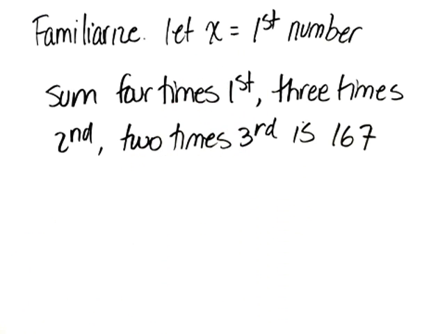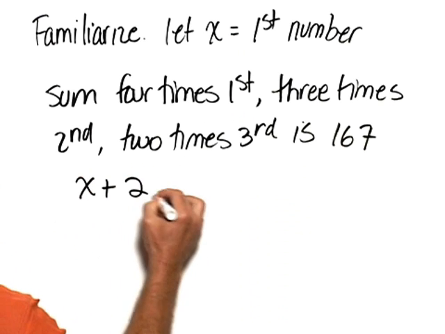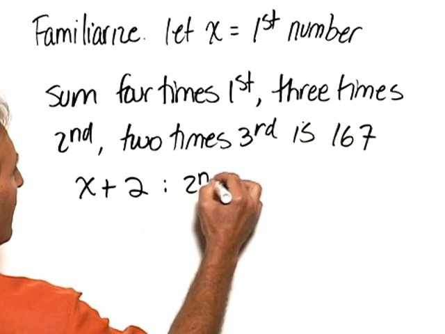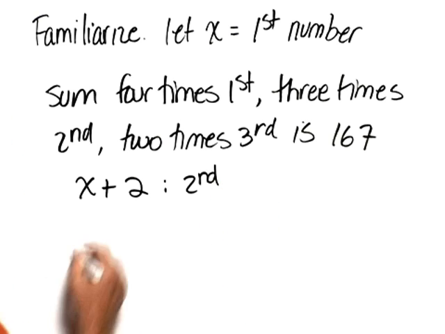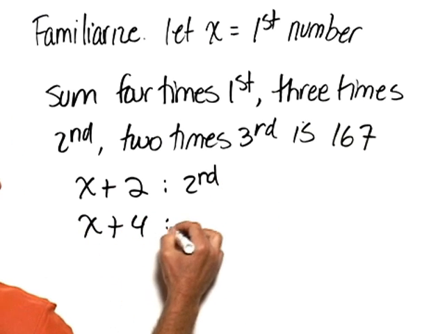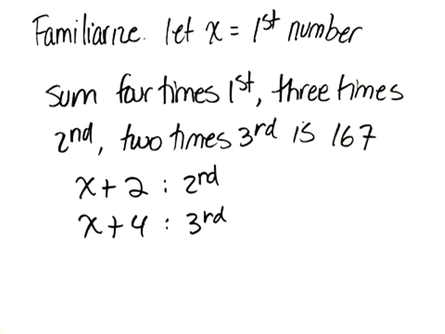Now, if x is equal to the first number, since these are consecutive odd integers, x plus 2 would be the second number, and x plus 4 would be the third number. So now the second step in the process is to translate these words into a mathematical statement.